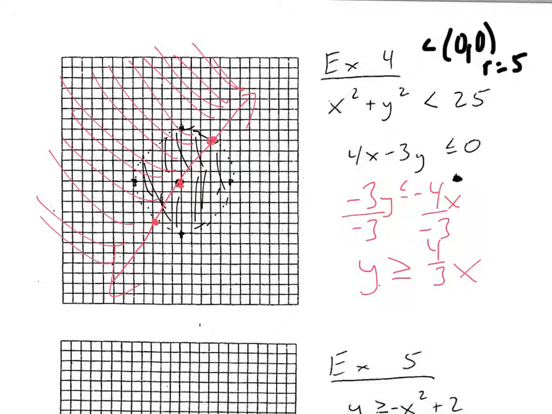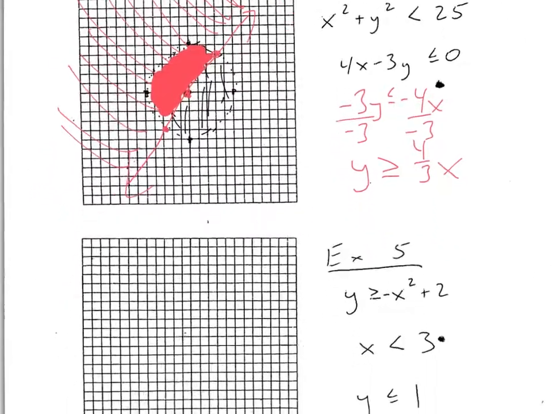And I'm trying to find all the points that they have in common. So that's going to be everything inside the circle and above the red line. So everything right in here. Notice the points on the circle don't work though, because it's dotted. All right. Last one we're going to do.